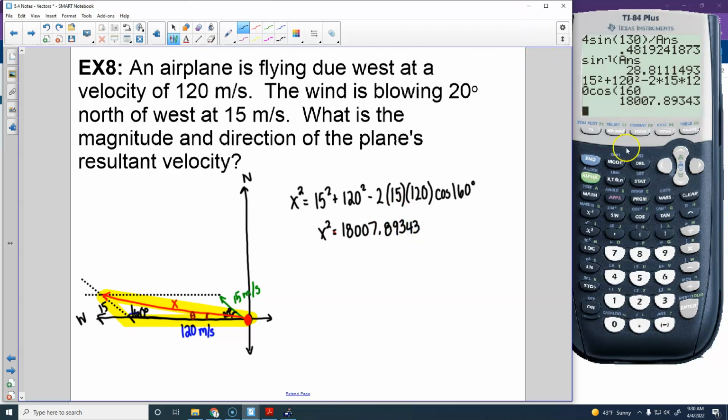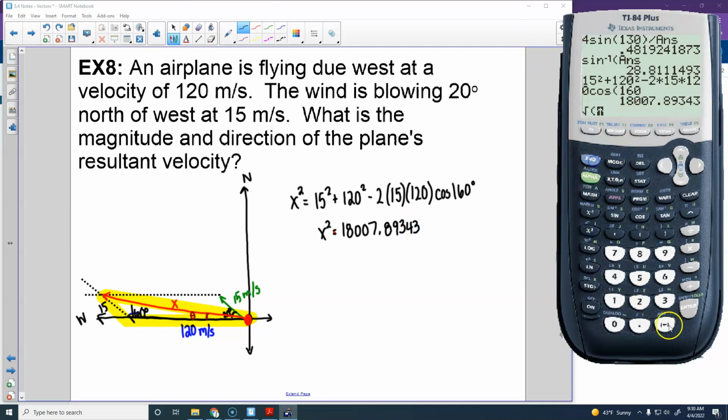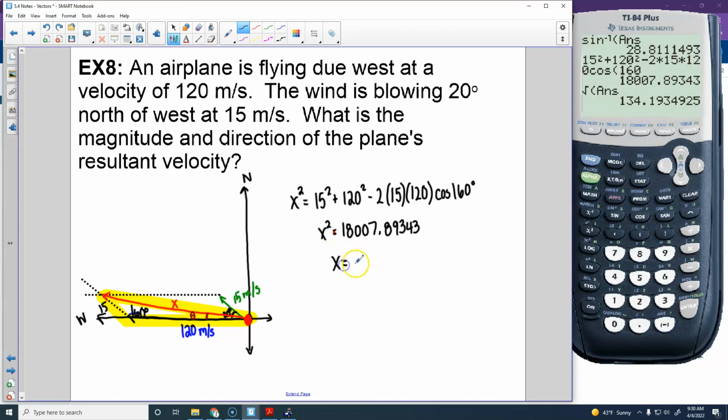And then we will square root both sides to get that magnitude, which will be 134.193. And this is our length, so we're measuring it in meters per second. So if you run into this wind, because it's going mostly in the direction that you are, it is increasing your speed, right? So your speed is going from 120 to 134.193.